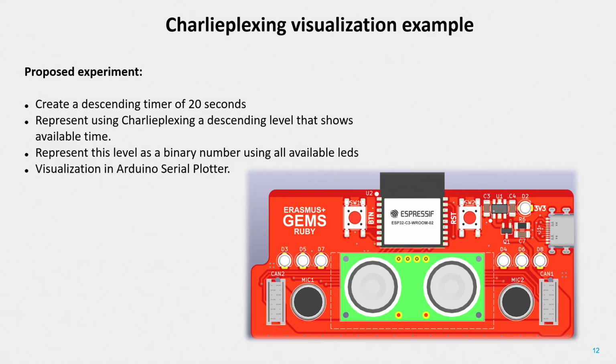In this slide, we propose that you create a descending timer of 20 seconds that shows the remaining time in 2 different ways. The first one is by the use of the serial plotter or print, and the second one is using Charlieplexing to show in binary the remaining time. Remember, in the latter case, that the LED positions are D3, D5, D7, D4, D6, and D8 in the Ruby board.